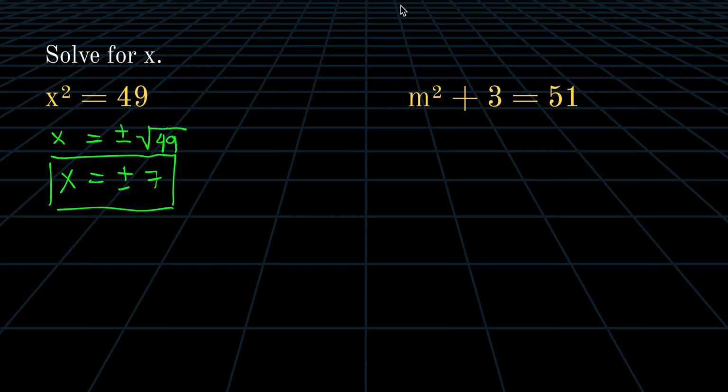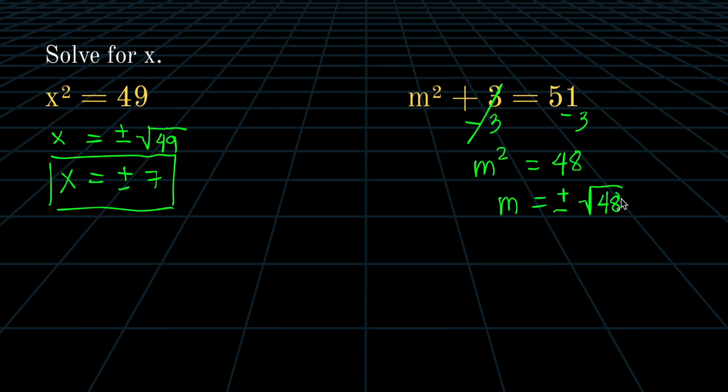Now we have m squared plus 3 equals 51. We need to make this particular format into this format. For us to do that, we can subtract 3 from both sides, leaving us m squared on the left side of our equation. 3 minus 3 is 0, so we can cancel them. 51 minus 3 is going to be 48. So 48 is our a, and that is greater than 0. The m would be plus or minus square root of 48.